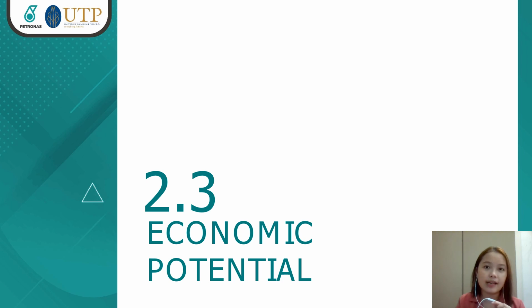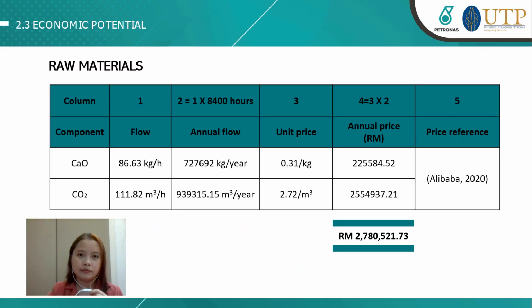Thank you. Next, I will elaborate on the economic potential of this project. As you can see here, there are two major raw chemicals used in this plant, and both are fed into the Solvay process, which produce sodium carbonate and calcium chloride using the recovered chloride from the wastewater effluent.